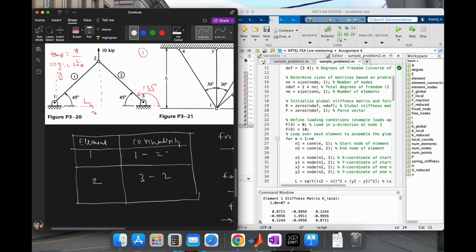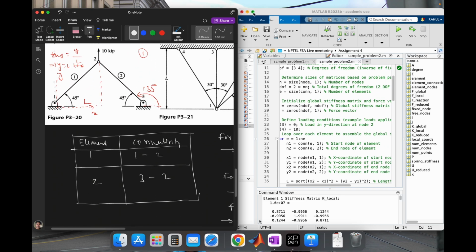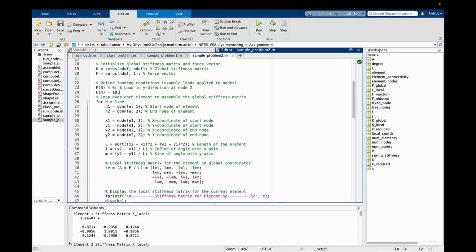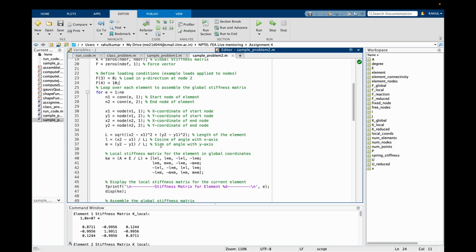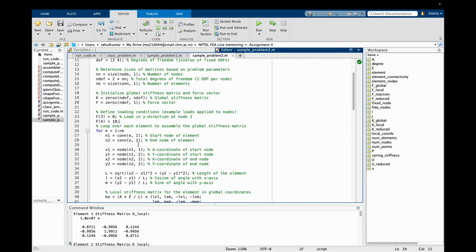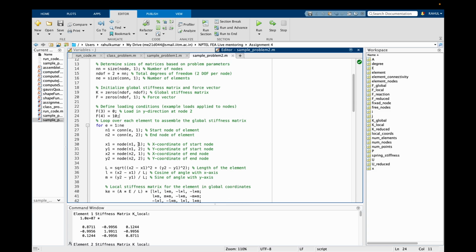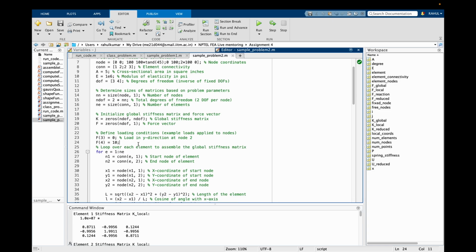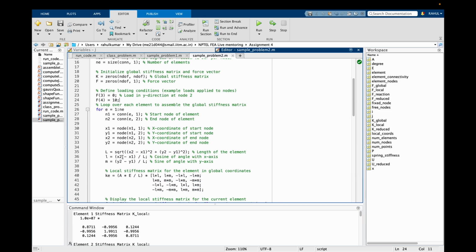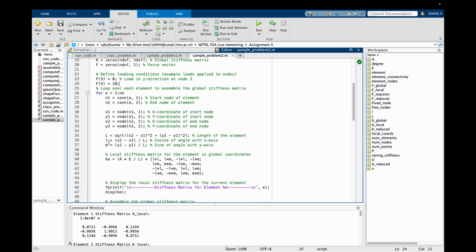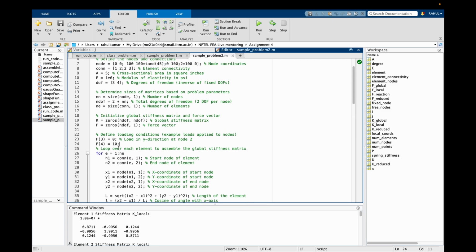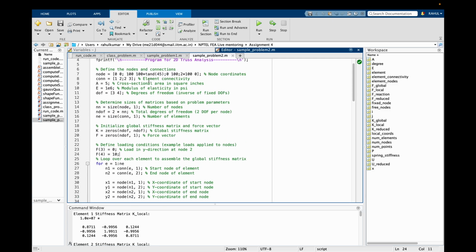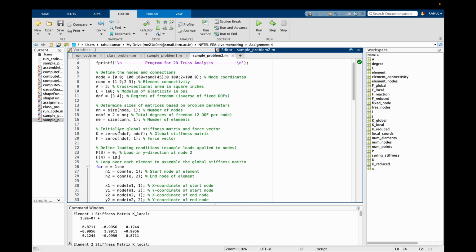Okay, so now this code, we can run this code, and before running we will try to understand what it is doing. So what it is doing is, for each element whatever we are given, it will try to find the length of the bar and sine and cosine of that angle. Here you can also think why we are using this form. We can also write it as C and S.